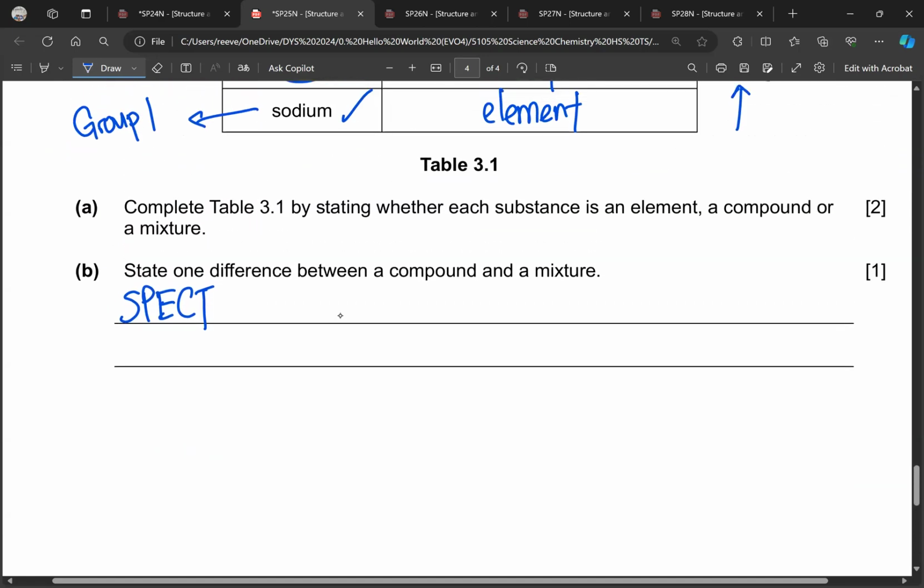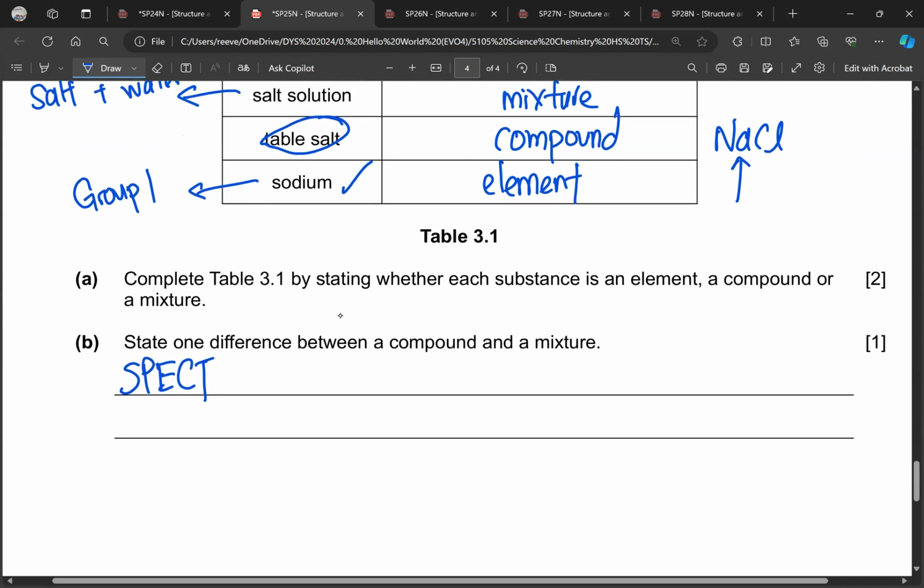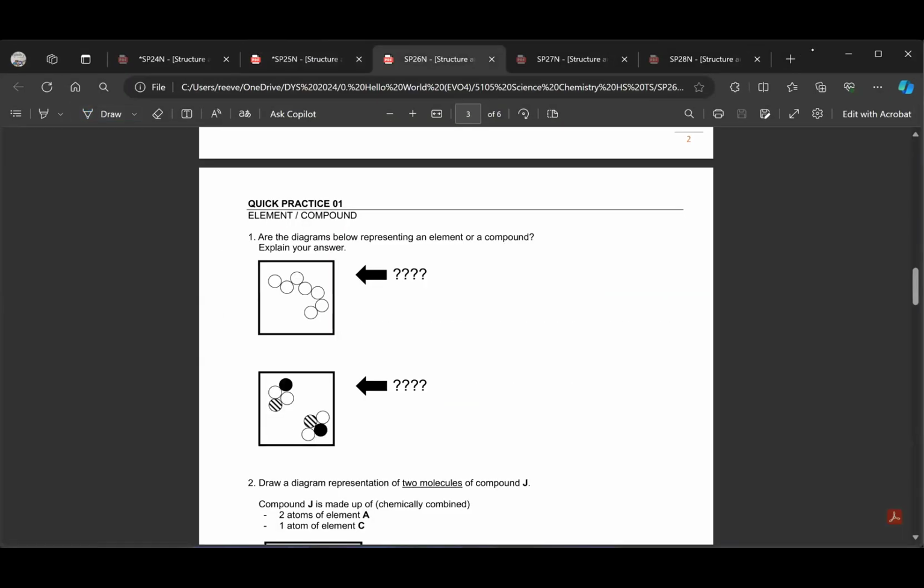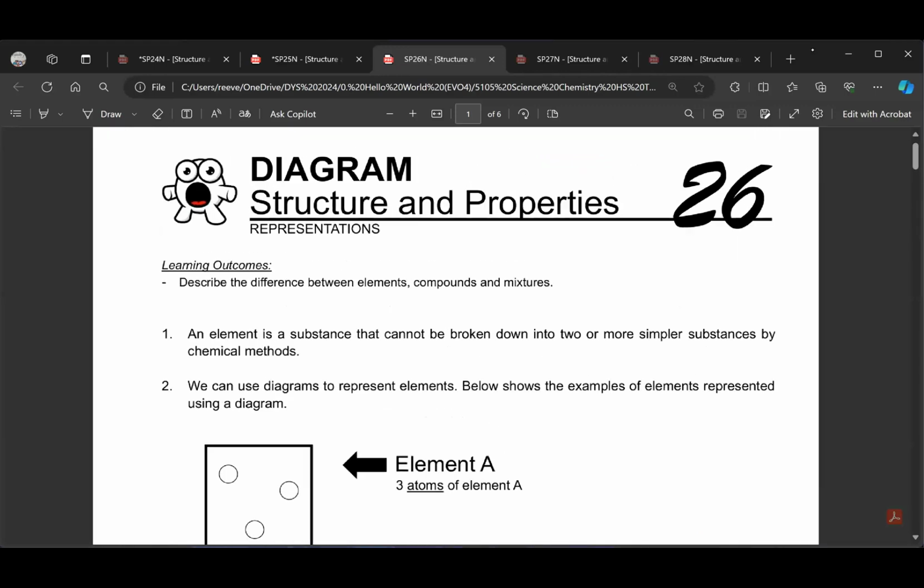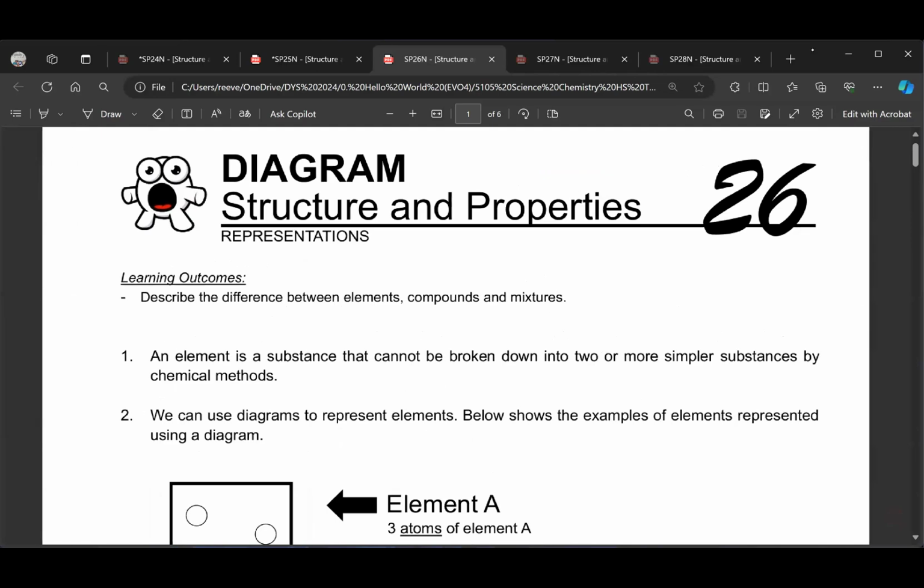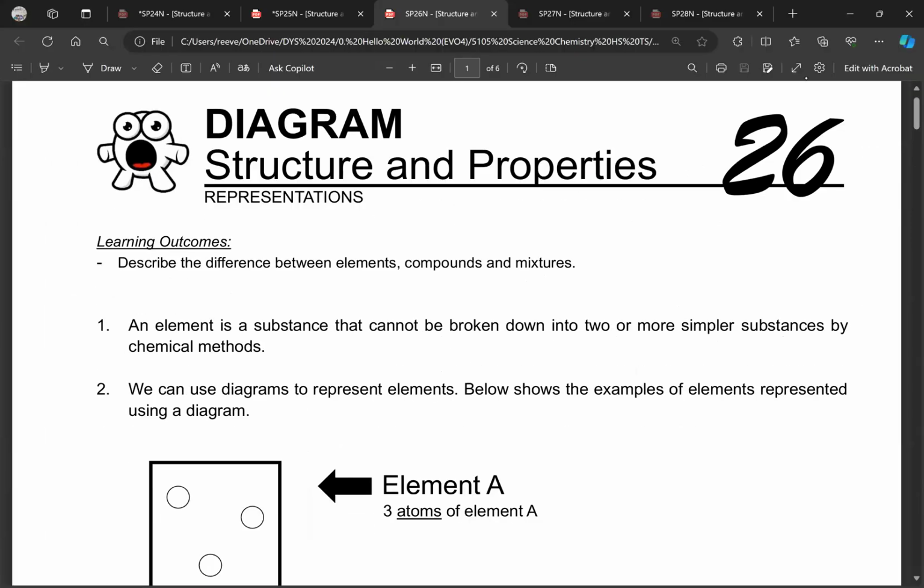Okay, if no question, we are going to move on to the next one. Number 26. Can you go and find number 26 in your class kit? Okay, go and pause the video now, and after that, go and find number 26. Done.